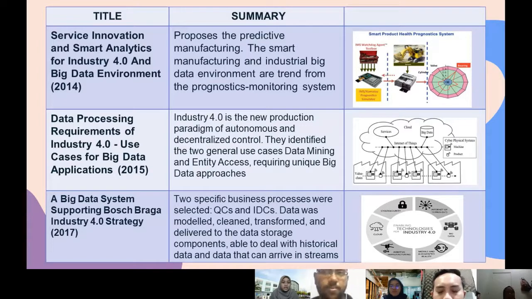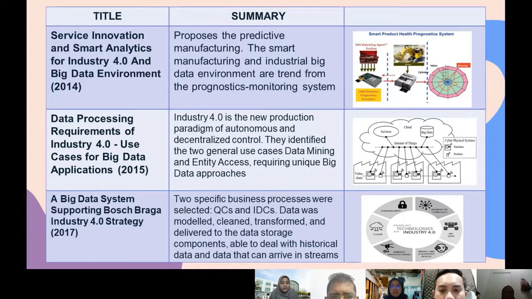The smart manufacturing and industrial big data environment are a threat to the production monetary system. The second article is about data processing requirements of Industry 4.0 use cases for big data application in 2015. Industry 4.0 is the new production paradigm of autonomous and decentralized control. They identified two general use cases: data mining and entity access, requiring unique big data approaches.